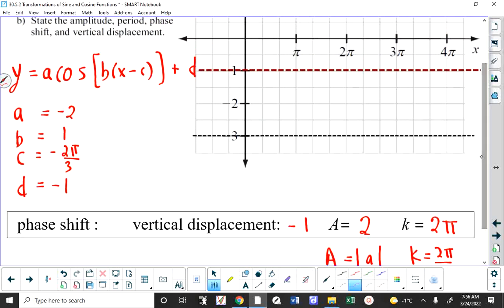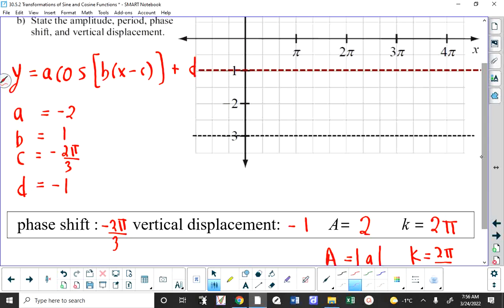What about the phase shift? Well, the phase shift is the value of c, which is -2 pi over 3. Now, this is very important because when we talk about sketching trigonometric functions that are sine functions or cosine functions, what we always have to do is consider where the start point of the function is.